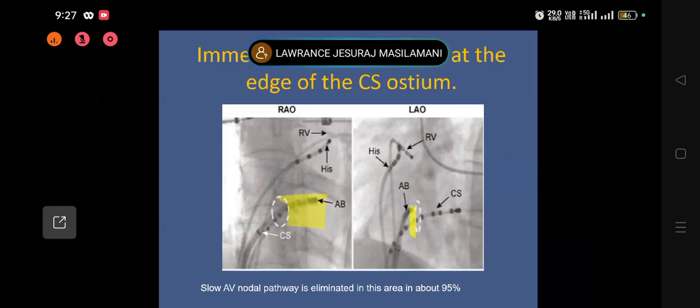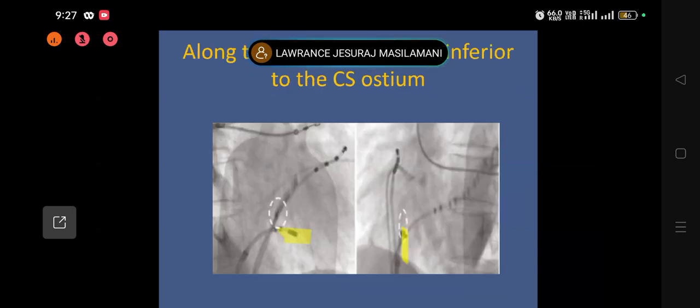When you remain at this height and you are not getting good junctions, make sure you give a good torque and go more posteriorly, rather than climbing up. Climbing up should be the last option. Going posterior should be the most preferred option. So 95% of the time, your slow pathway will be ablated when you remain in this location.